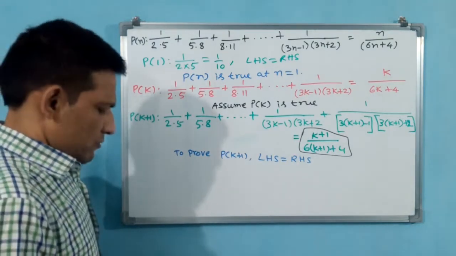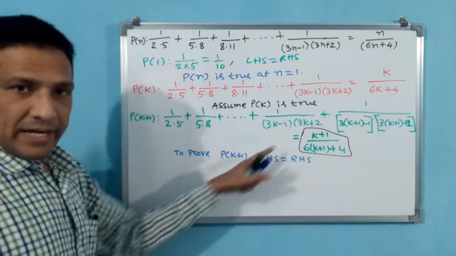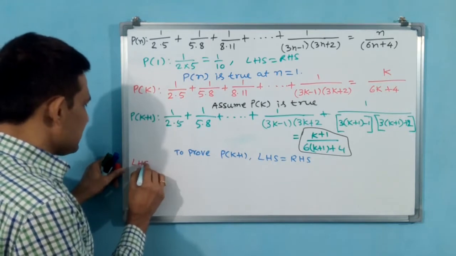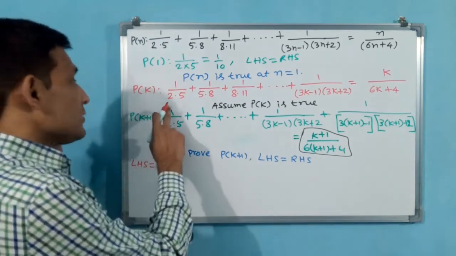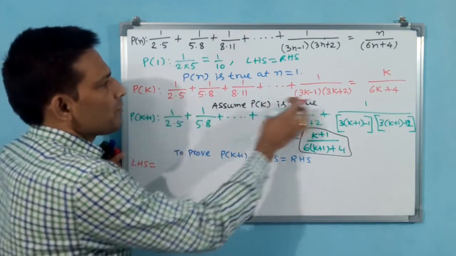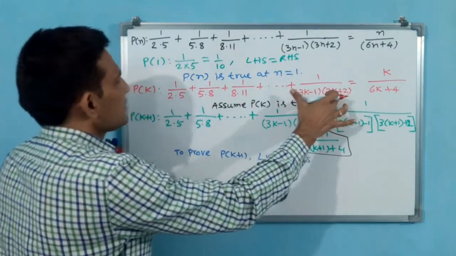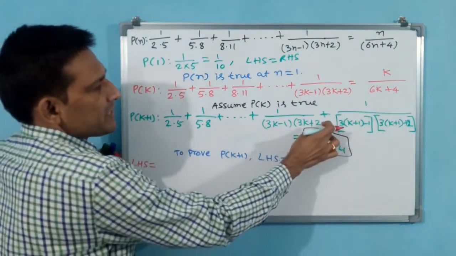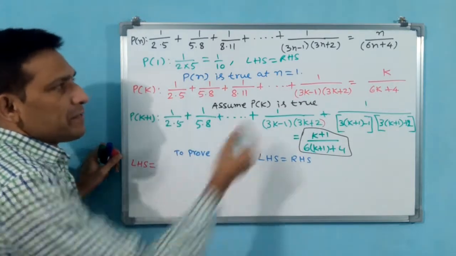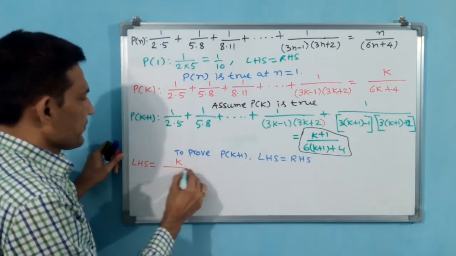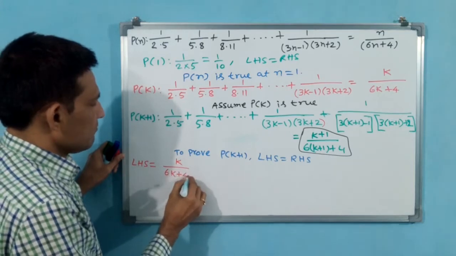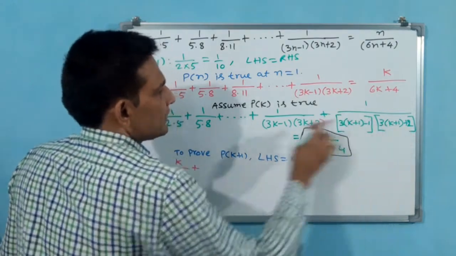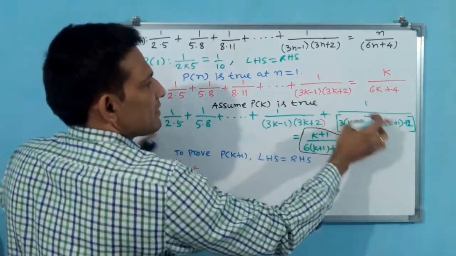Okay. See now, let us take LHS. LHS we will take, and we will modify the LHS. LHS is equal to 1 divided by 2 into 5 up to 1 divided by 3k minus 1 into 3k plus 1. This equivalent value we know, k by 6k plus 1. The same has been repeated here up to here. Replace this with k by 6k plus 4, plus. Now you write this one, up to here k by 6k plus 1 plus this one.